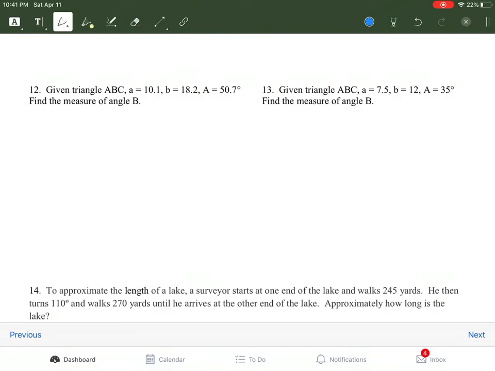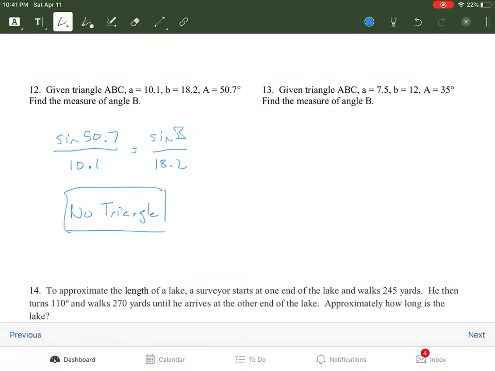Number 12. We have side A, side B, and angle A. Again, because we have a pairing, A and A, we're going to use the law of sines. So we have the sine of 50.7 over 10.1 equals the sine of B over 18.2. Now, if you do the calculations for this, you're going to get an error message. You're going to get no triangle. It doesn't work.